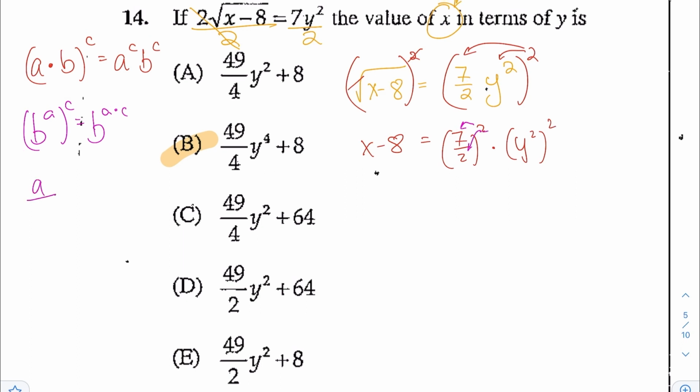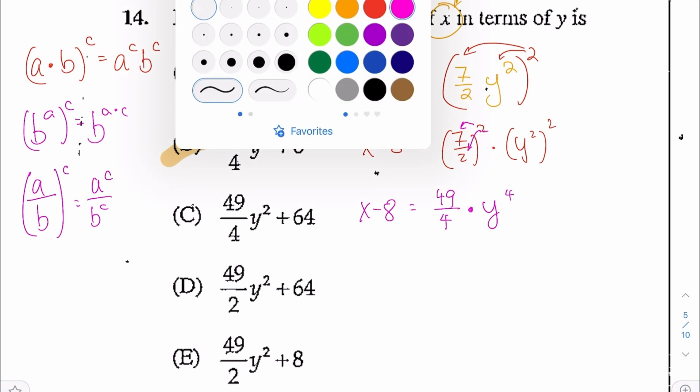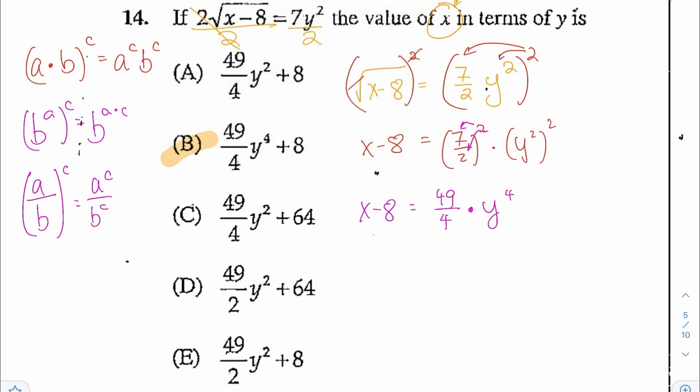That's the same as the first law that we talked about. A over b raised to the c power is a to the c divided by b to the c. So that'll give you x minus 8 on the left, and on the right, 7 squared, which is 49, divided by 4 times y to the 4th. And then last but not least, you want to add 8 to both sides. And now they're not like terms at all, so you end up with x being isolated on the left. We go to 49 over 4 y to the 4th plus 8, and that's choice B.